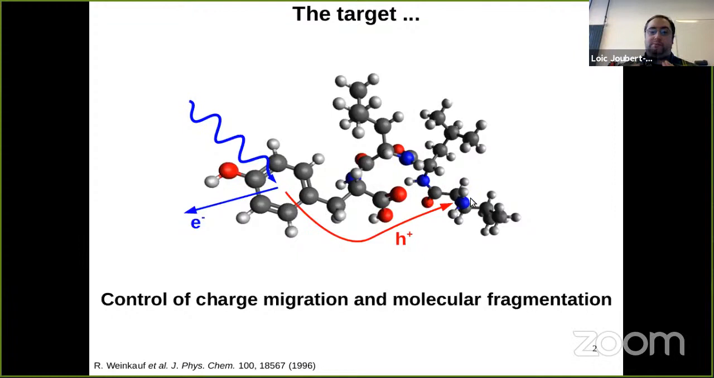to fragmentation. And the hope is that maybe one day we can control this system by optimizing the initial light pulse and maybe localize the hole in some other position and lead to other fragmentation. And that hopefully would be what we call atochemistry. But I am in fact a bit far from that, as you will see later in the presentation.